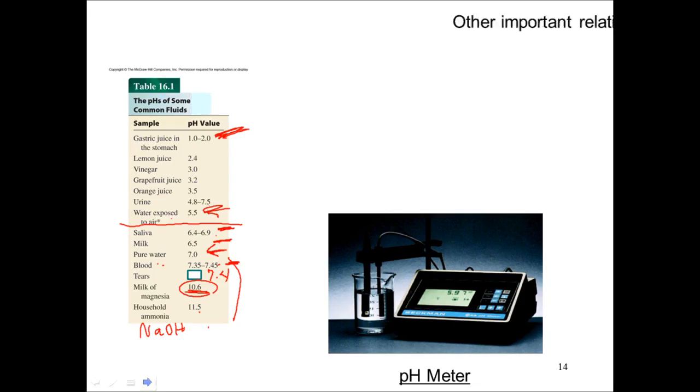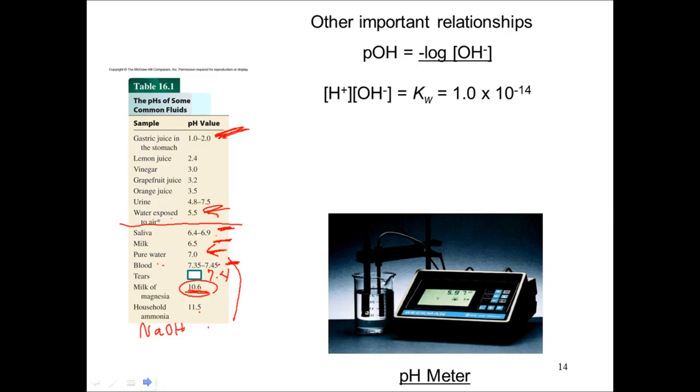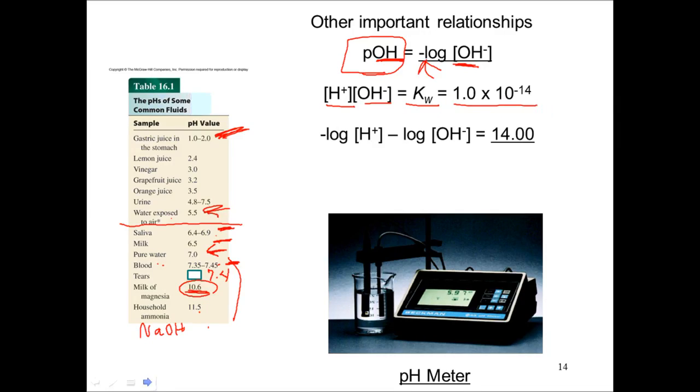Now here's our pH meter over to the side, and that's what we will use in order to do a few of our labs now. There are other important relationships when we're doing these calculations. We can solve for pOH. That would be, what is the hydroxide ion concentration? Well, if we can solve for a pOH, minus the log of the hydroxide ion concentration is what you'll use in your calculator. The hydrogen and hydroxide ion concentrations multiplied should equal Kw, which again is 1 times 10 to the minus 14.